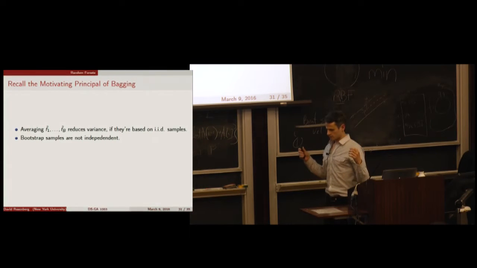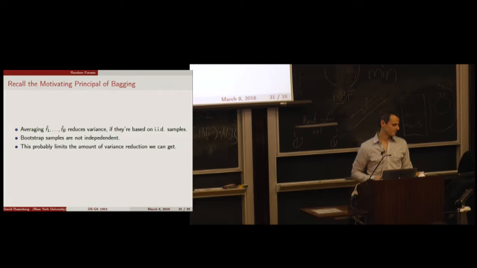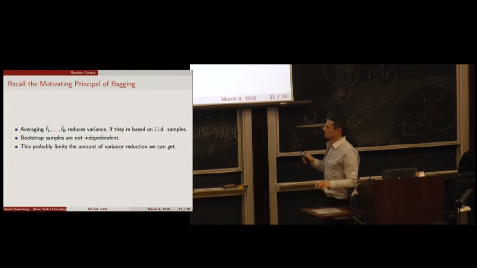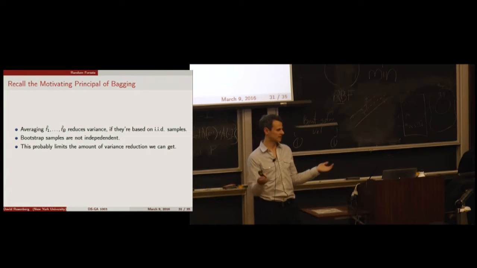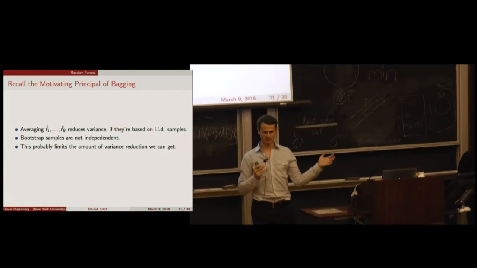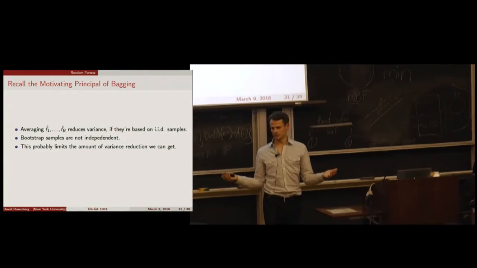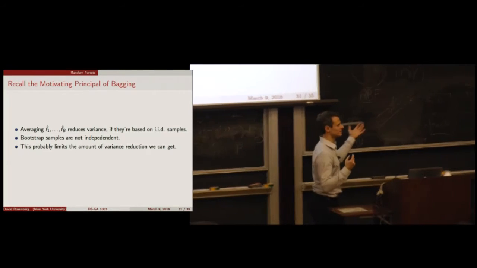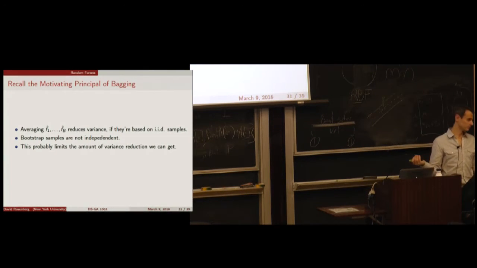So there may be some issue there, right? It may limit the amount of reduction in variance that we get. So for example, suppose all the bootstrap samples were exactly the same. This won't happen in practice, but imagine you just repeated the exact same data set every time. Well, then obviously all the f hats are exactly the same. So averaging them does nothing. So that's the limiting case of identical bootstrap data sets. Bagging gives you nothing. OK, good.